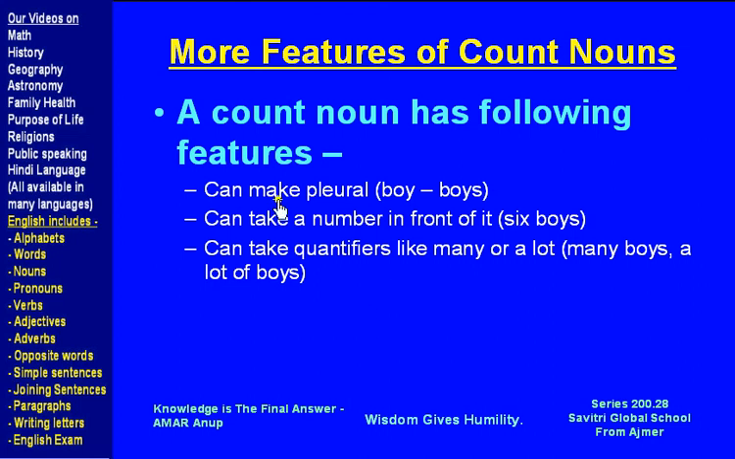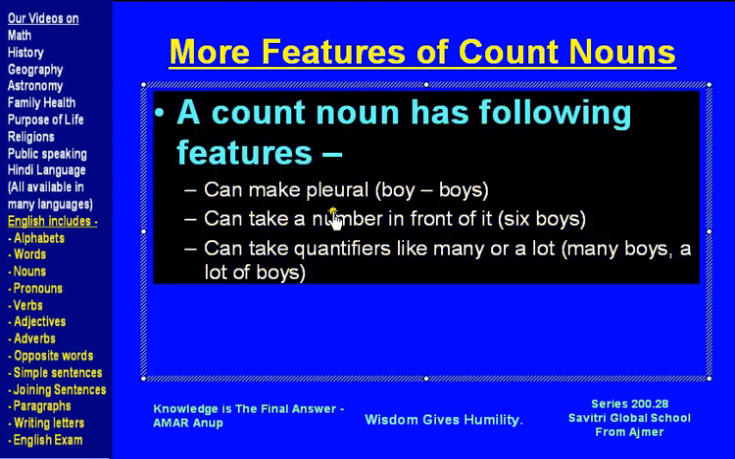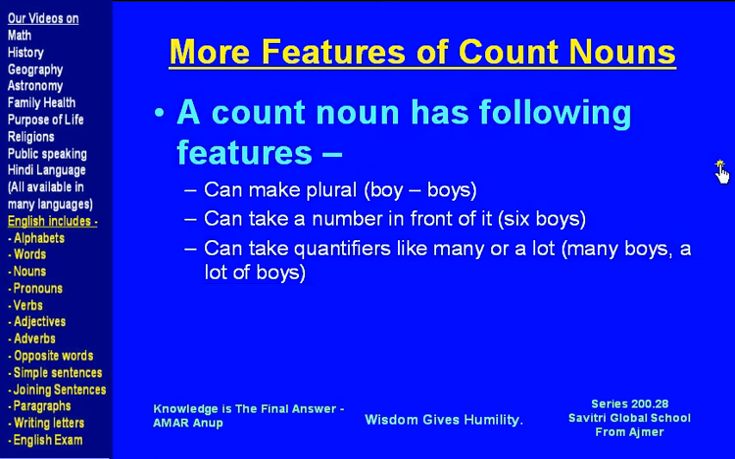So as I said, you can make a plural of a count noun. This is misspelled plural. Boy and boys. They can take a number in front of it. So 6 boys, it is taking a number in front of it. They can take a quantifier which tells the quantity, like many boys, a lot of boys, a few boys, like that. So these were count nouns.